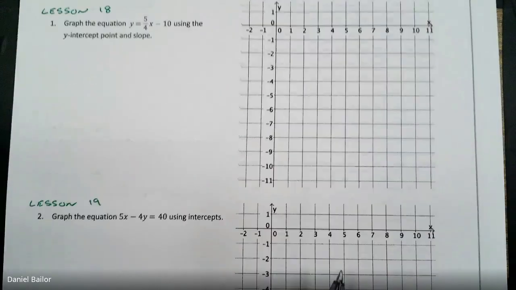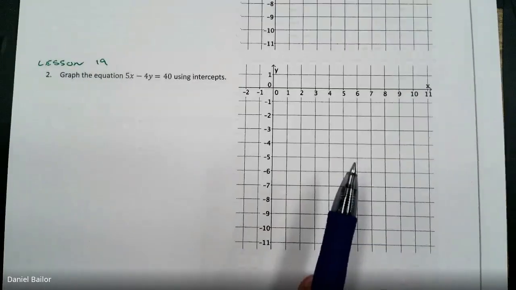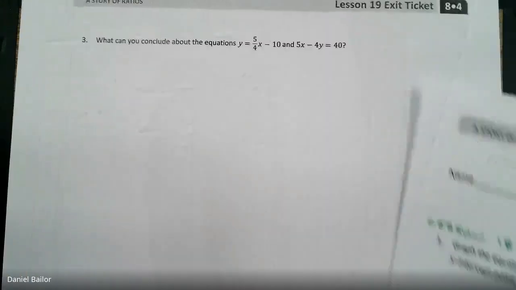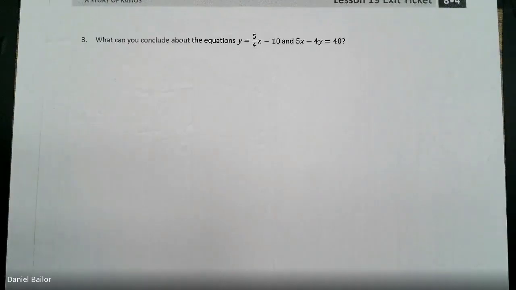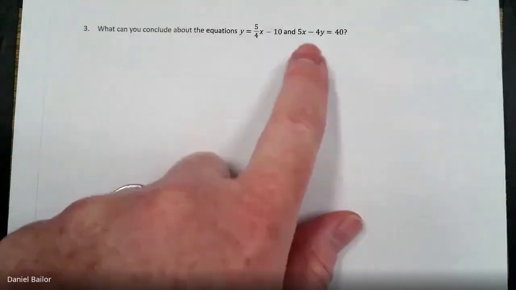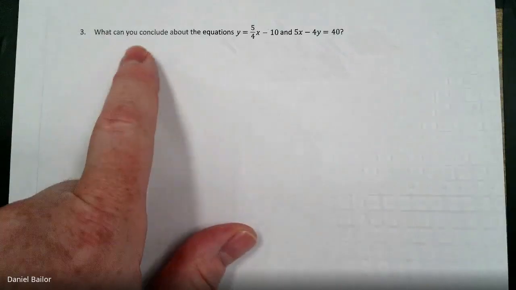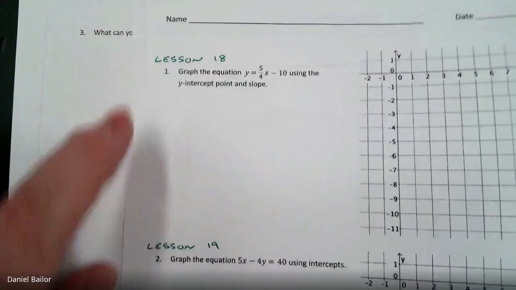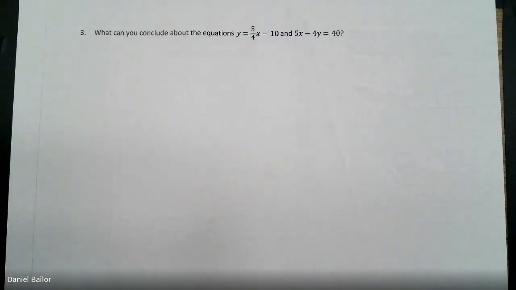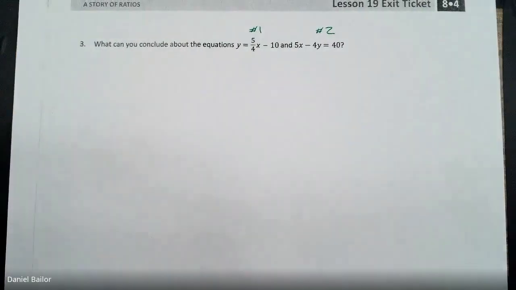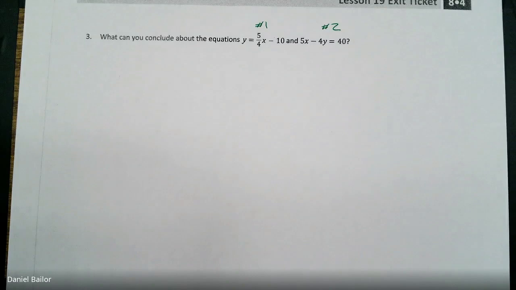So for number 1, you're going to practice lesson 18 skills. Number 2, you're going to practice what we learned today in lesson 19. And for number 3, what do you know about those 2 equations? If you look, this equation was for number 1. This equation was for number 2. So what can you conclude? What can you figure out about the equation in number 1 and the equation in number 2? How are those equations connected? This was the equation from number 1. This is the equation for number 2. How are they connected? Explain that to me for number 3.